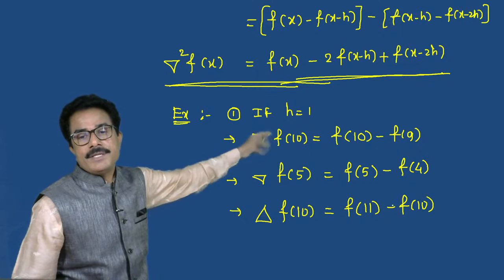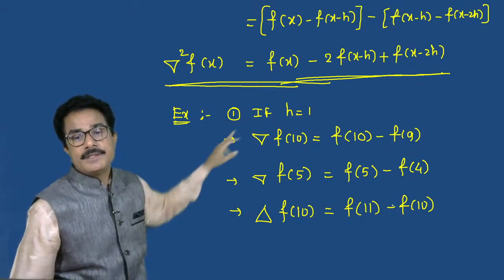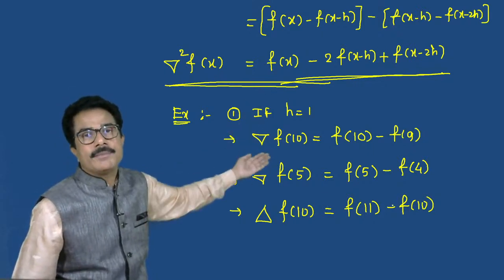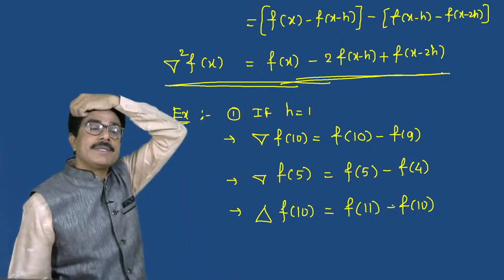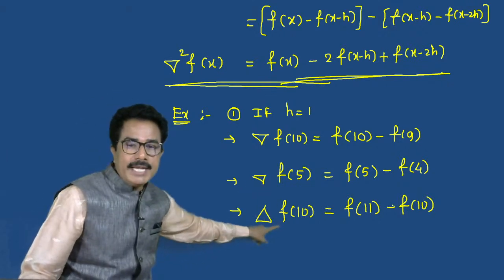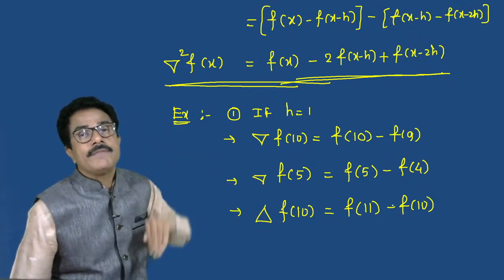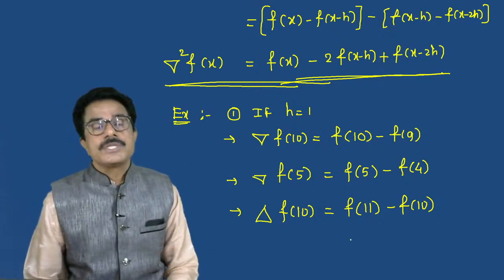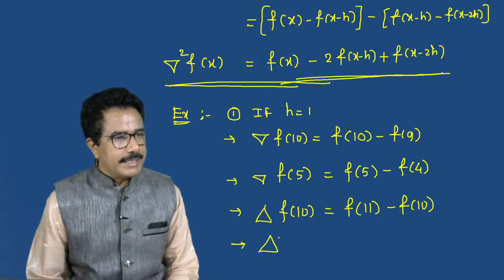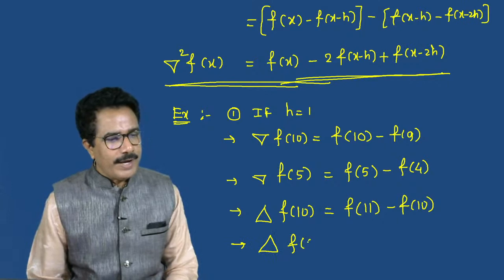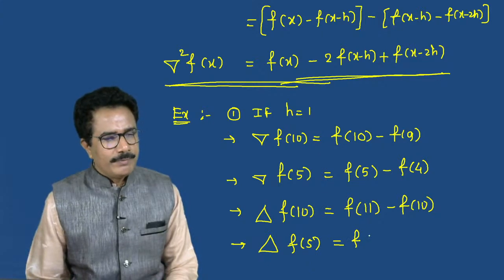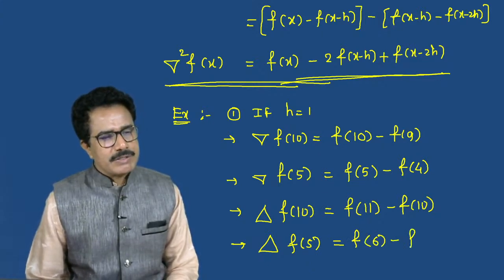So del f of 10 means f of 10 minus f of 9. This is the value of del. Del means backward difference: from the given function f of 10 we subtract the function behind it. And delta f of 10 means we subtract f of 10 from its forward function. This is the difference between del and delta. So delta f of 5 is f of 6 minus f of 5.